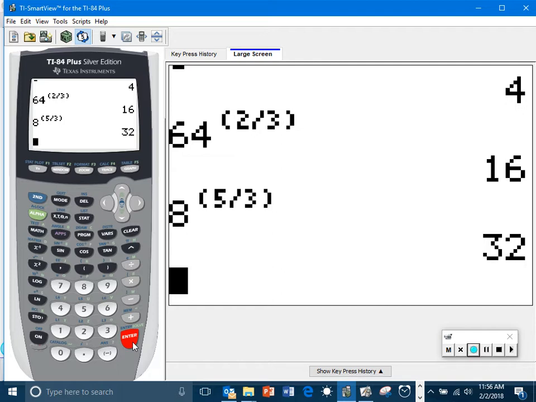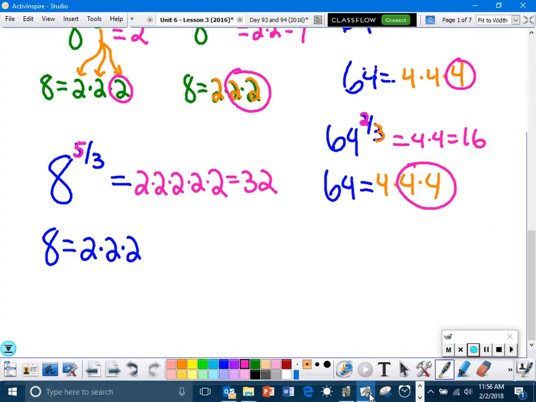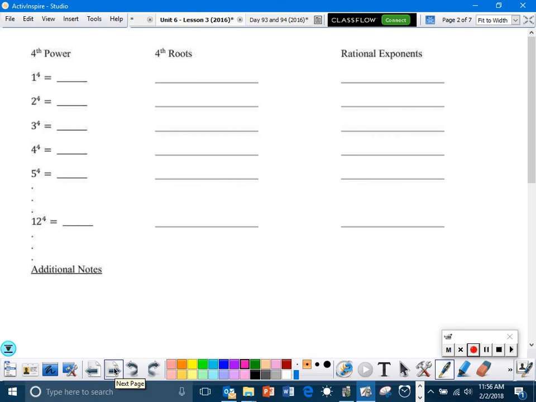All right, let's keep going here. Let's go to the power of 4 real quick on the next page. So 1 to the 4th power we know is 1. 2 to the 4th power, 16. 3 to the 4th power, 81. 4 to the 4th power, 256. 5 to the 4th power, 625. 12 to the 4th power, 20,736.